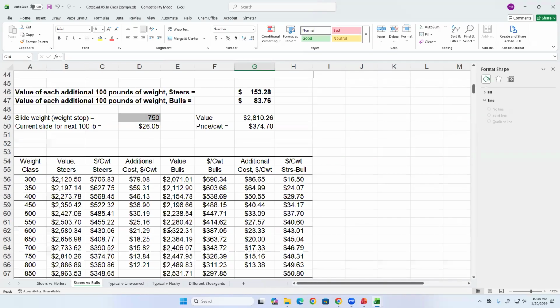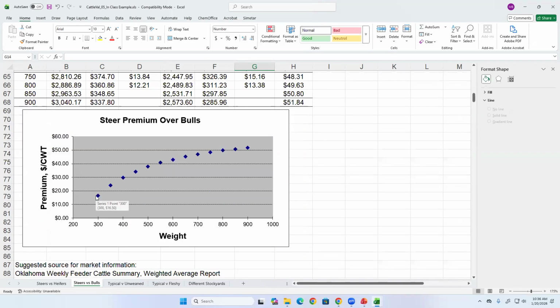Okay. So if we look at this premium, okay, you have a period at real light body weights where the increase in that premium for steers versus bulls is going to increase real rapidly. And then it's going to start plateauing out. Okay. So at heavier body weights, steers are bringing about $50 per hundredweight more compared to bulls.